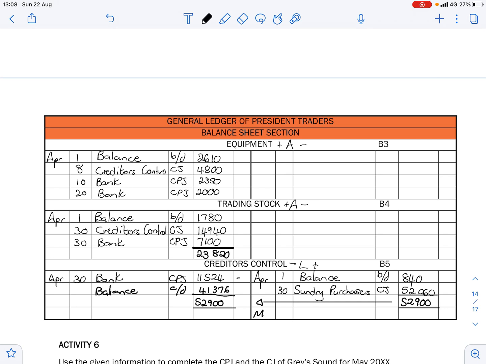And what we need to do then is, on May the 1st, put in our balance brought down of 41,376. So at the start of May, we owe all our creditors collectively 41,376 Rand.